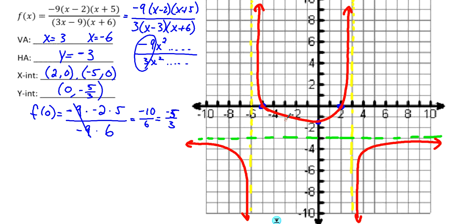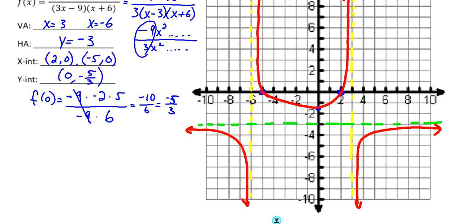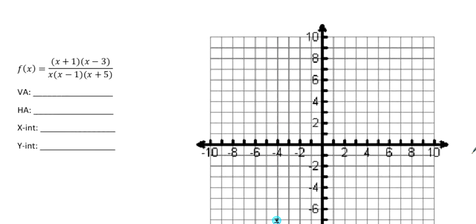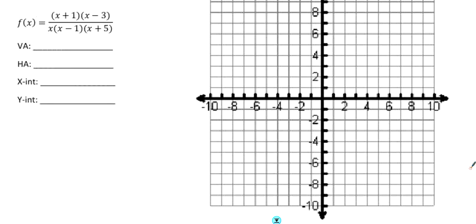So that one was really easy. We didn't even have to plug in any points. We just used what we know about the graph and our x-intercepts to help us graph it. And now our last one.